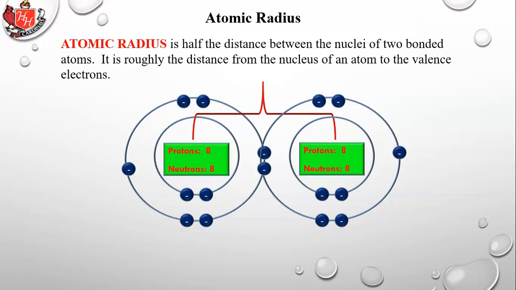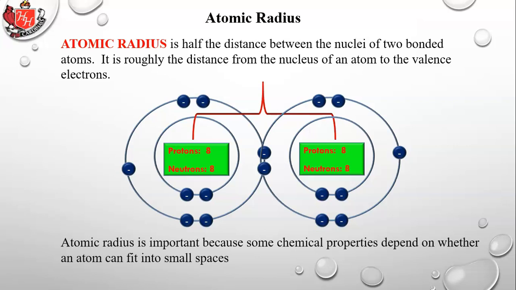But technically, it's half the distance between two bonded atoms, because the valence orbital is not a very specific distance away. It's kind of fuzzy. So that's the way it's officially defined. Atomic radius is important because some chemical properties depend on whether an atom can fit into small spaces.